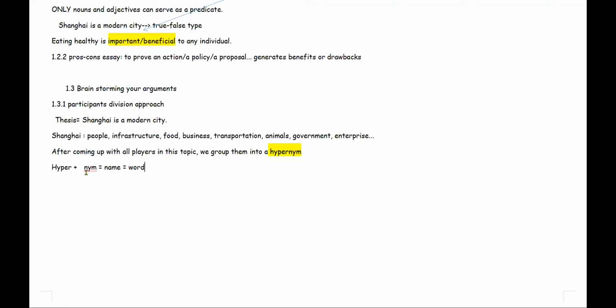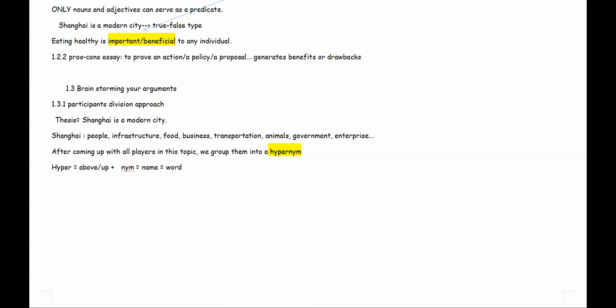And hyper is what? This prefix indicates above, right? Above or up, all right? So you put these two ideas together. Hypernym is the upward. What do we mean by upward? So hypernym is like an upward. Basically, it's a general term to refer to a particular genre or group or family, okay?